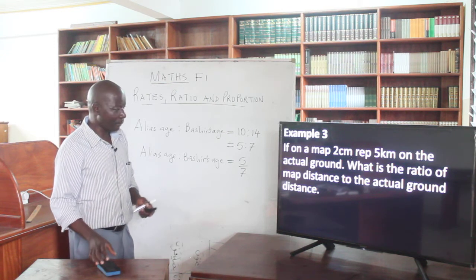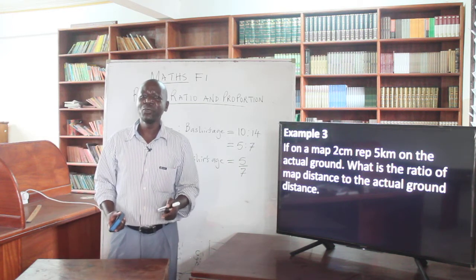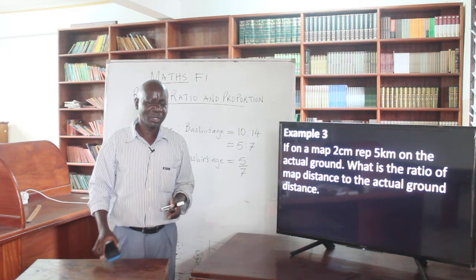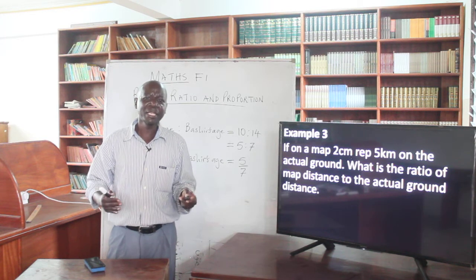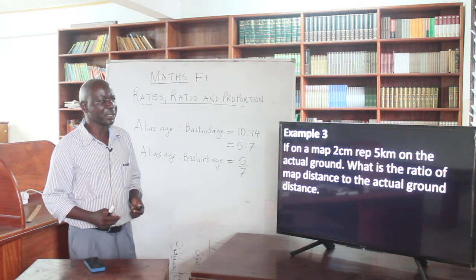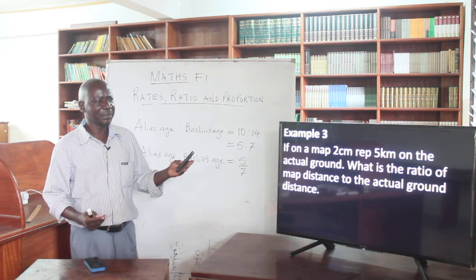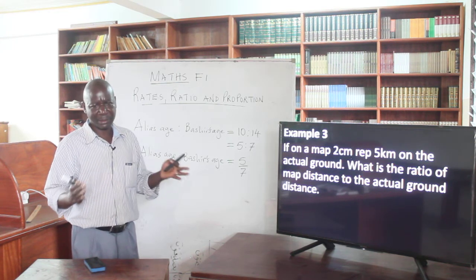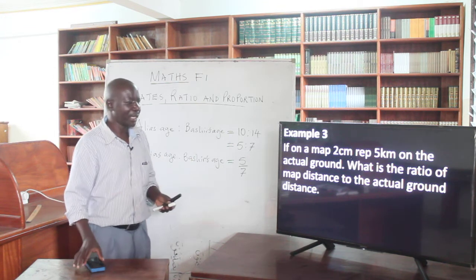Now, we have to note that when we are calculating ratios, the units must be the same. The quantities must be similar, but again the units of those quantities must also be the same. Here we are talking about centimeters and kilometers. Those units are not the same, and we cannot compare them in our ratio unless we make the units the same.